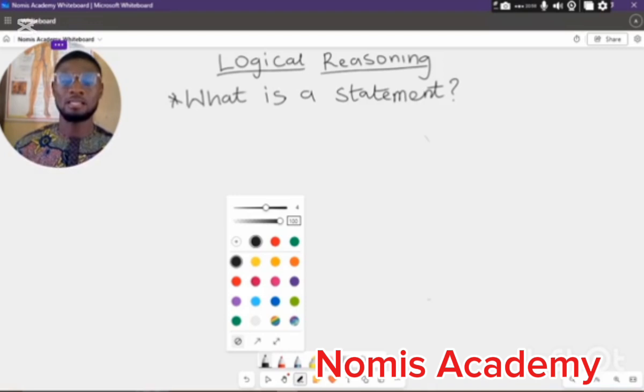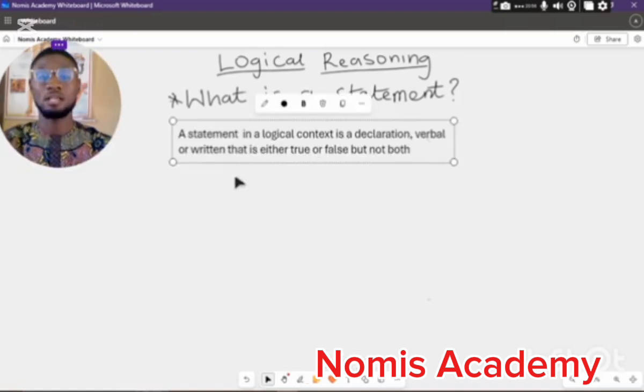If I say Ade is a boy, it's a statement. It is either true or false. If Ade is a boy, it is true. If Ade is not a boy, then it is false. So we cannot have it is small false or small true, or it is a little bit false but a little bit true. No, we do not have such in logical reasoning. So it is either that the statement is true or the statement is false, not both at the same time.